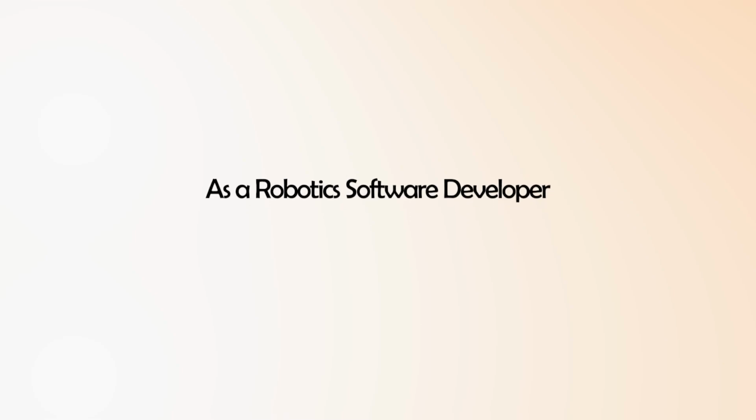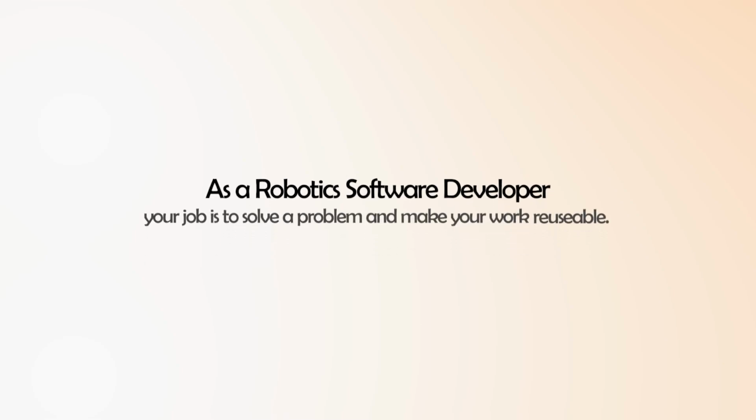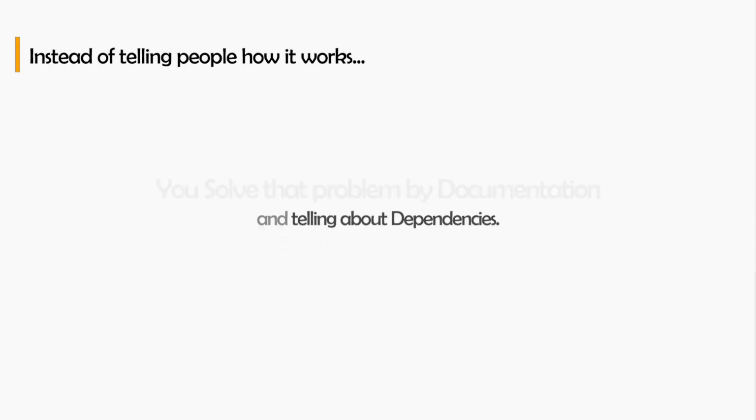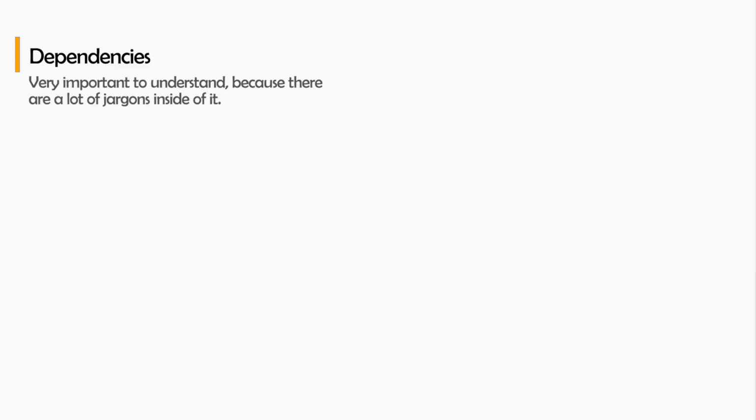As a robotics software developer, your job is to solve a problem and make your work reusable. Instead of calling people and telling them how this works and how to run this, you solve that problem by documentation and telling about the dependencies. Dependencies are very important to understand because there are a lot of jargons inside of it.